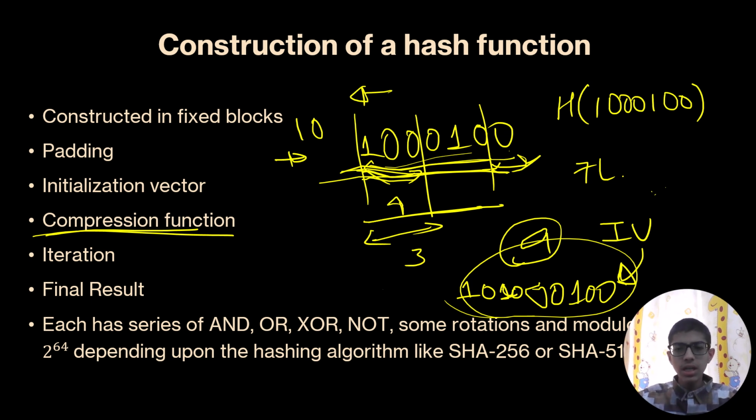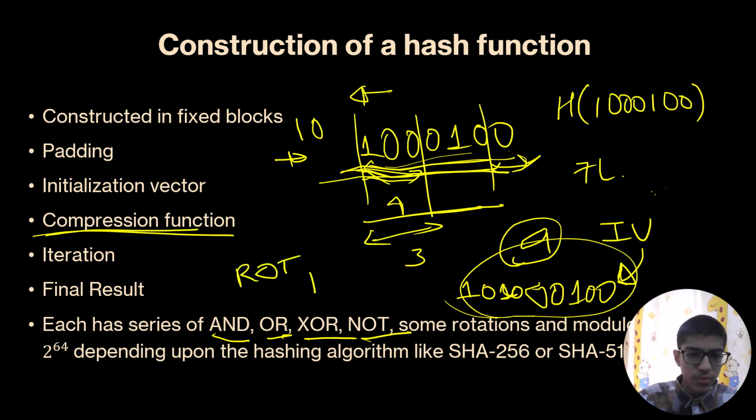The compression function consists of functions such as AND, OR, XOR, and NOT, and another one is ROT. If we have ROT n, then we remove the last n values from the bit string. So if we have ROT 3, then we remove the last 3 values of this and add them to the starting, which is a rotation in the reverse direction, ultimately the forward direction.